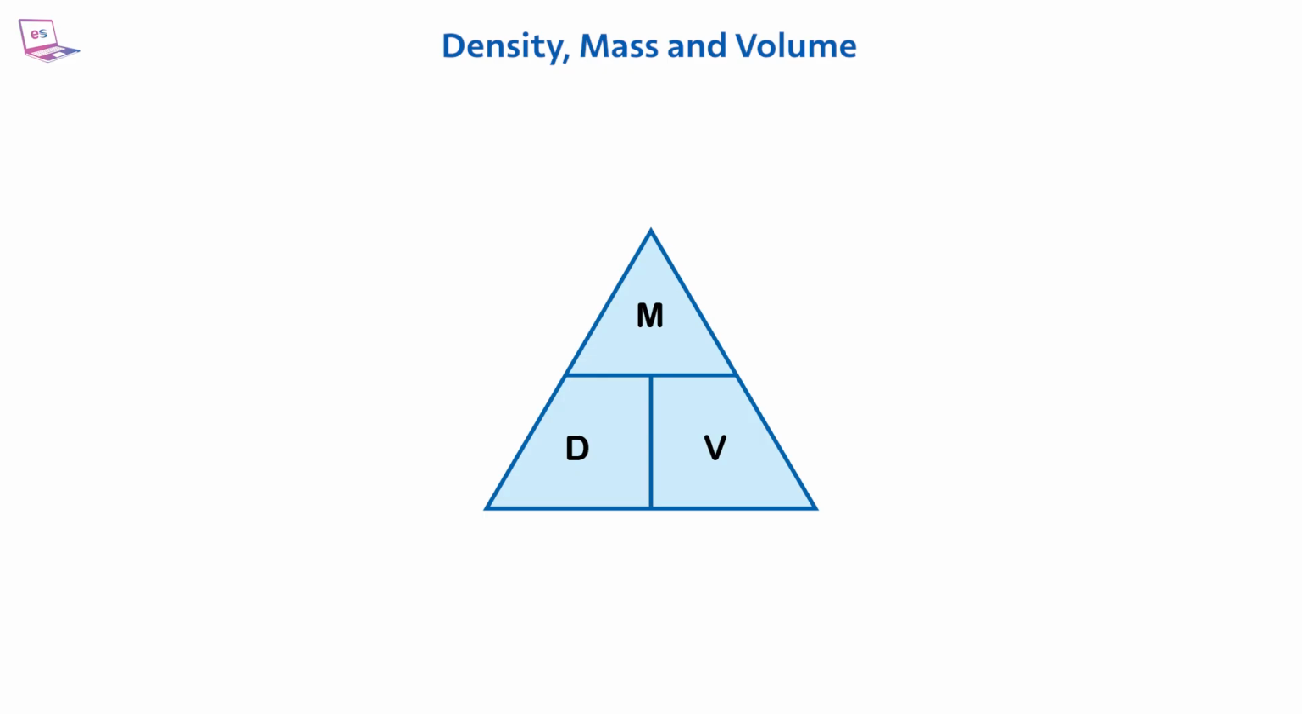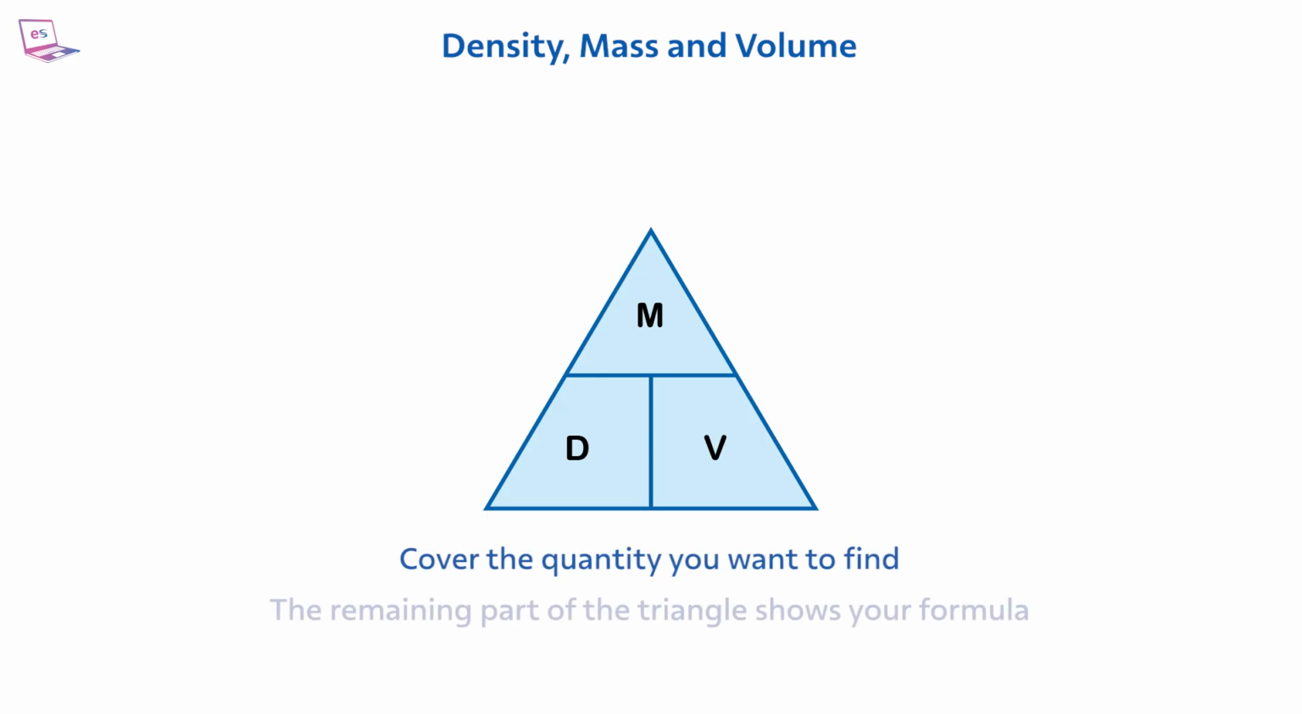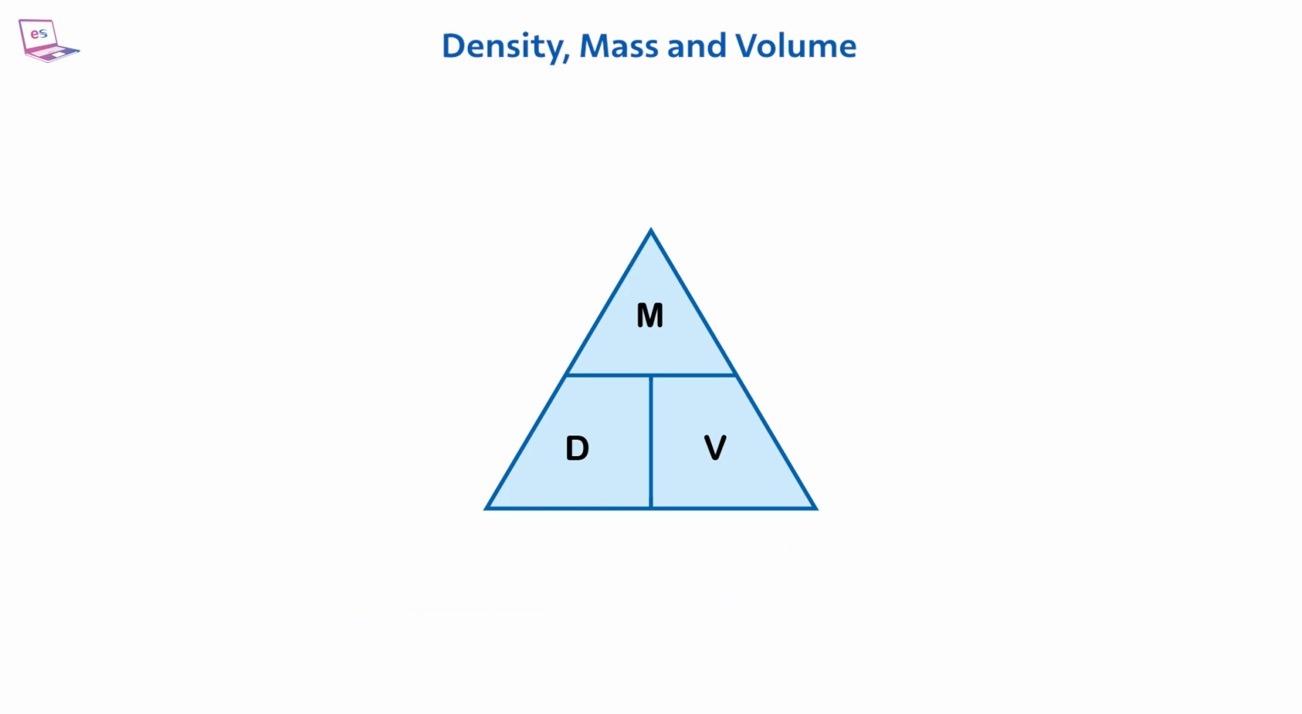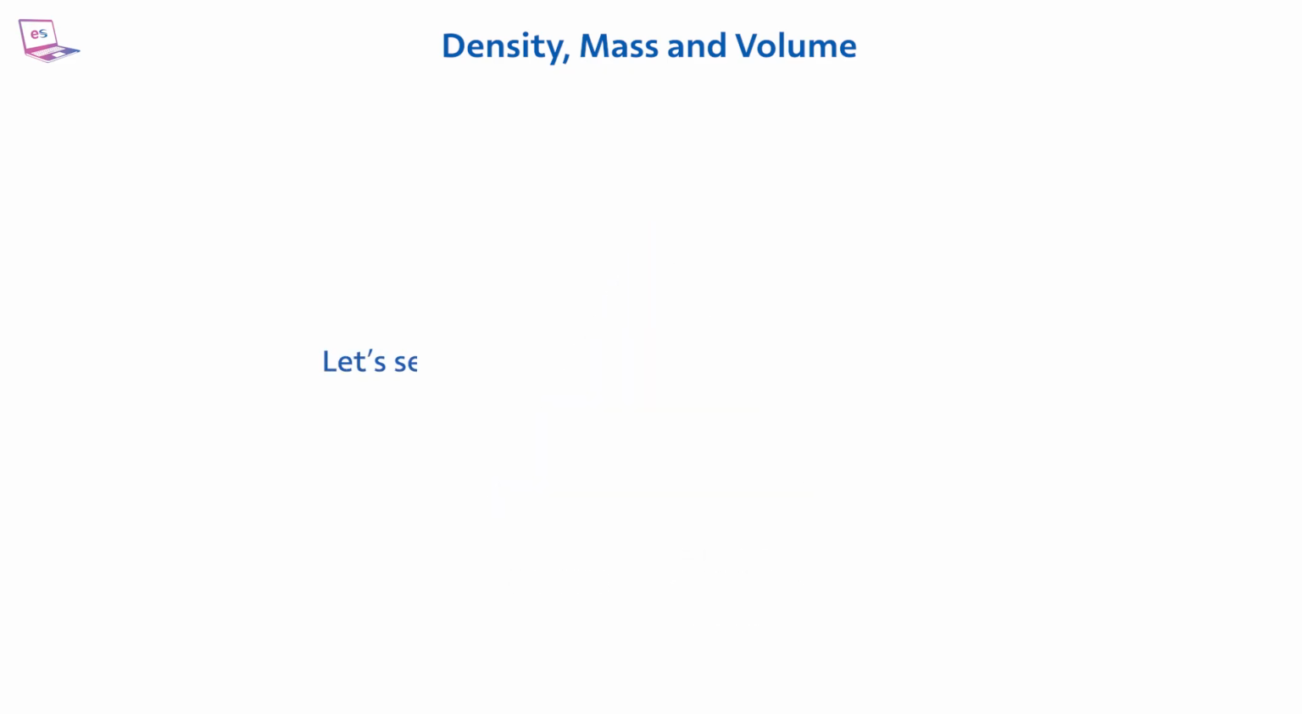How to use the formula triangle. Cover the quantity you want to find. The remaining part of the triangle shows your formula. For example, to find volume, cover the V in the triangle. What do you see? It is m divided by d. So you must divide mass by density to find volume. Let's see an example to understand this better.